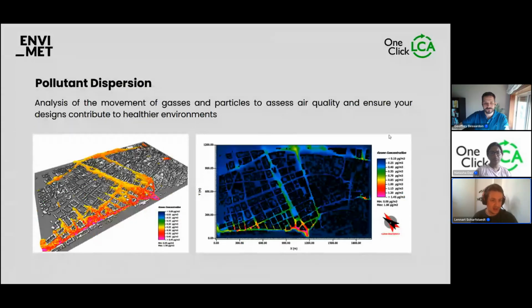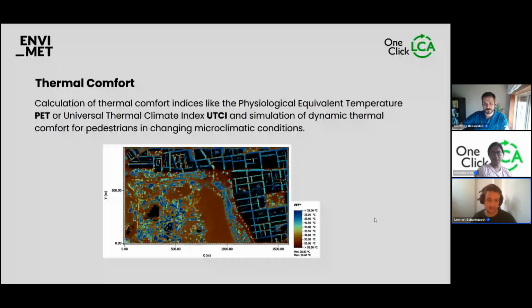Pollutant dispersion. We can have a look at different pollutants such as ozone, CO2, NOx, and also particulate matter in PM10 and PM2.5. And we can have detailed analysis on how these pollutants disperse through an urban space based on the wind field. And last but not least, and maybe one of the most important factors, is that we can assess the thermal comfort of people.